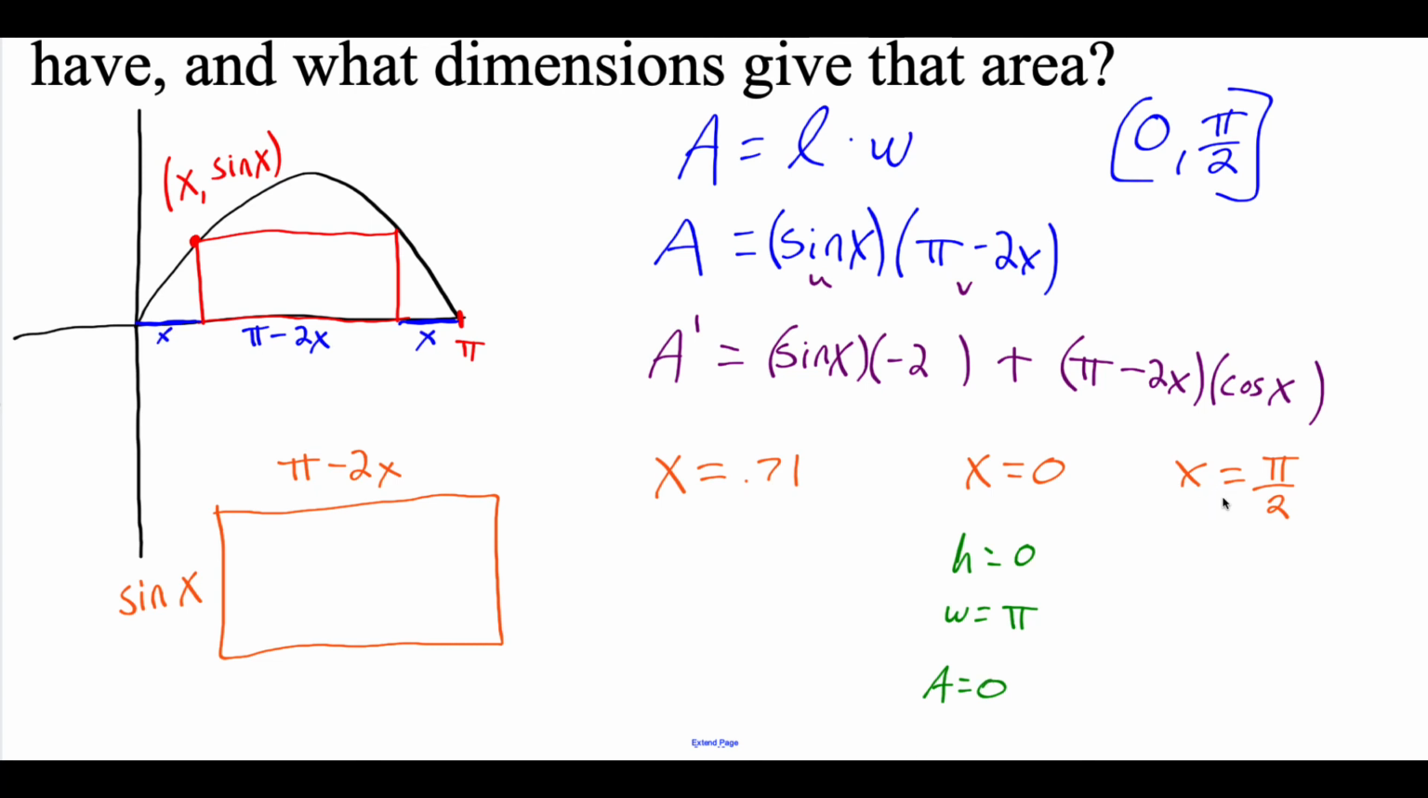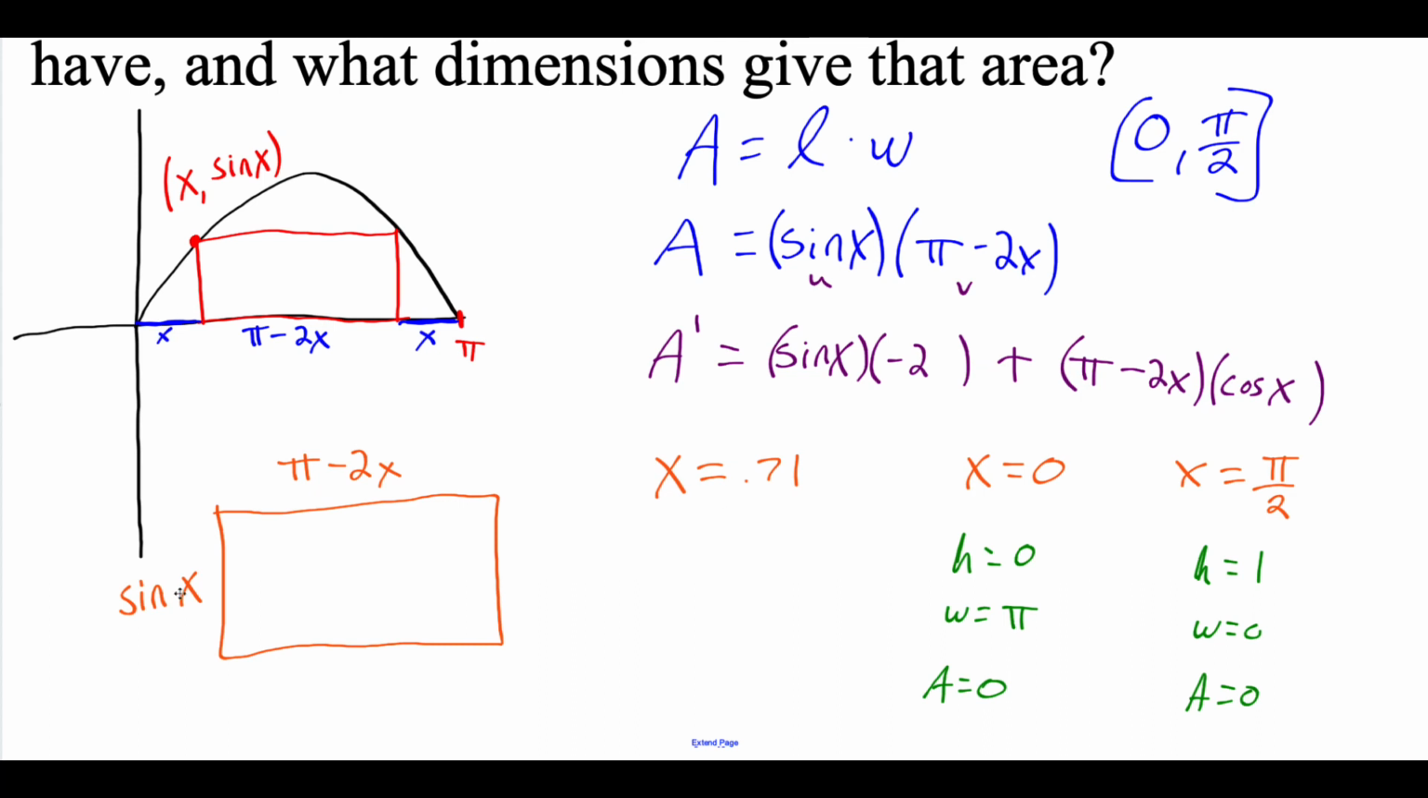Now, as far as that x value of pi over 2, then if we find the height here, the sine of pi over 2 is 1, but then the width, if we do pi minus 2 times pi over 2, well, 2 times pi over 2 is pi, and then pi minus pi would give us a width of 0. So again, multiplying these together is going to give us an area of 0, which, again, if we're trying to maximize the area, 0 is not a good area. So then I'm focusing specifically on this x value of 0.71.